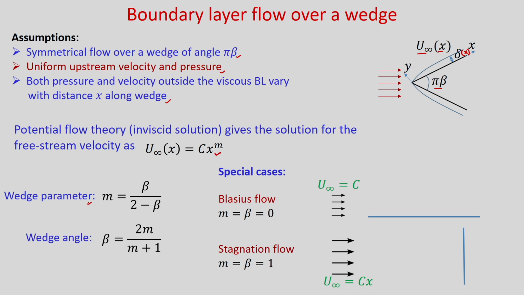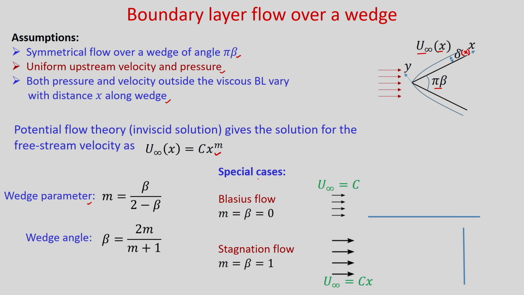So, the relation between wedge parameter and beta, which is your wedge angle, is given here. m is equal to beta by 2 minus beta, and the wedge angle you can express in terms of the wedge parameter as beta equal to 2m by m plus 1.